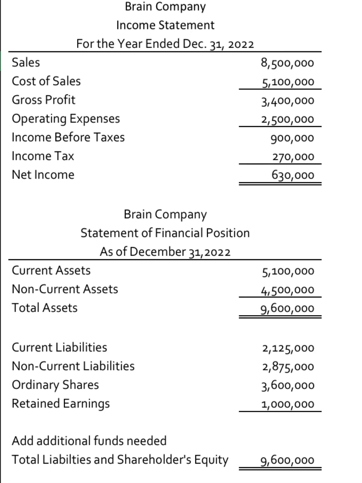Current liabilities, 2,125,000. Non-current liabilities, 2,875,000. Ordinary shares, 3,600,000. Retained earnings, 1 million pesos. And the additional funds needed, total liabilities and shareholders' equity is 9,600,000.